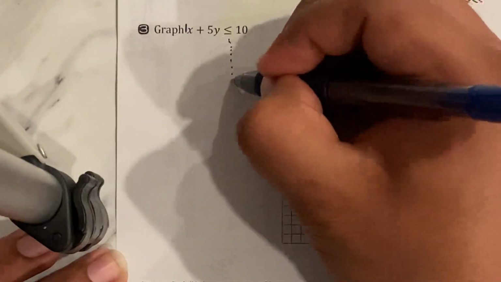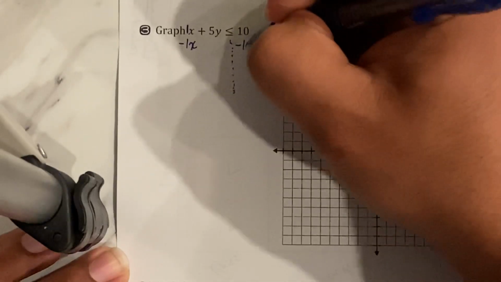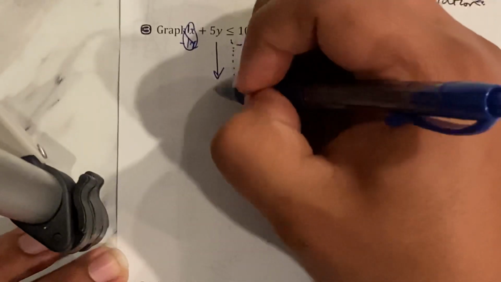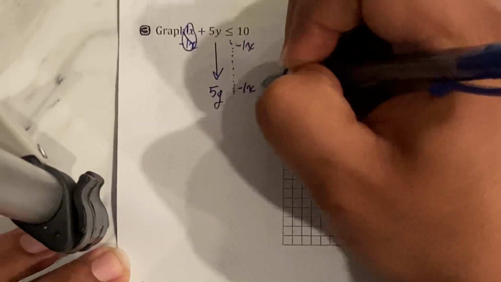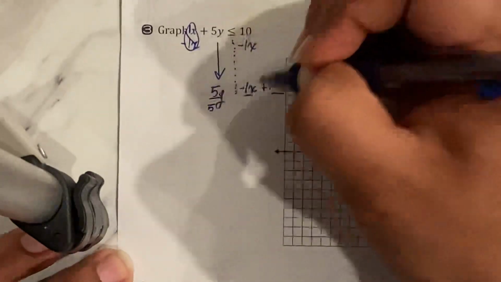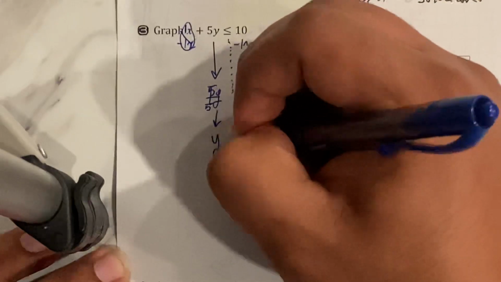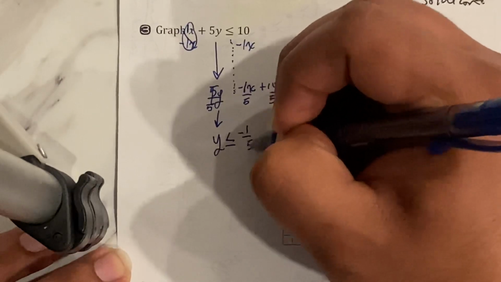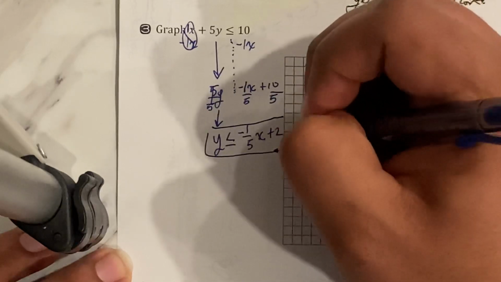Subtract my x's. Subtracting my x's is minus 1x. 0. Bring down the 5y. This time it's positive, so the symbol won't change. Rewrite. Divide. 5, 5, 5. We're making money moves. Symbol stays the same. It was positive. Negative 1 over 5x plus 2. Money moves. Rocking and rolling.